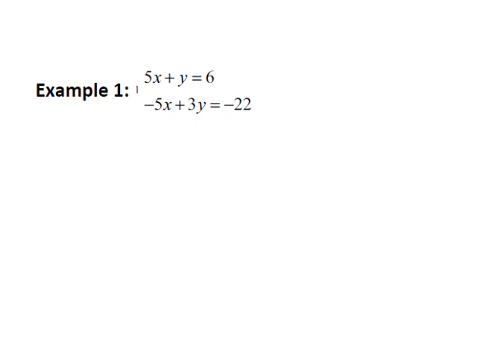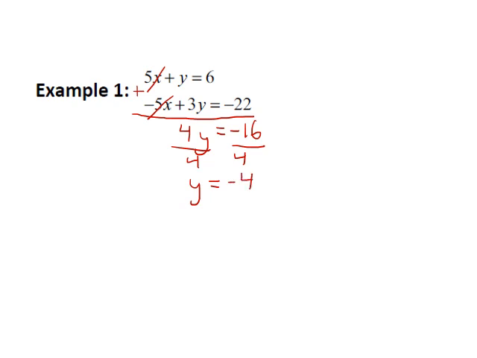Again, my method to solve is to add them together so that a variable is going to cancel. In this case, the x's are going to cancel. 5 plus a negative 5 is 0. I now have 4y equals negative 16. So y equals negative 4.